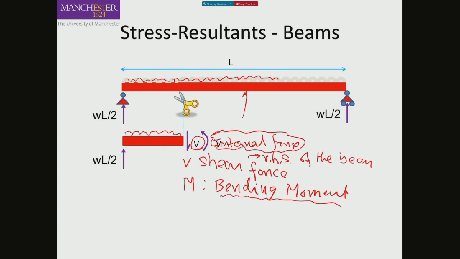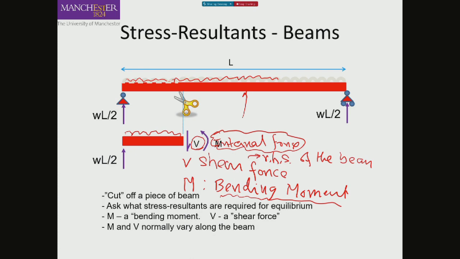And of course, you could see that it will depend on where we make the cut. If we make the cut towards the very left, there would be one set of V and M. It could be very different if we make the cut at the mid span, or a quarter span, or maybe 3/4 on the right hand side. So the internal forces would vary along the length of the beam. And when you plot that along the length of the beam, that becomes your bending moment and shear force diagram.